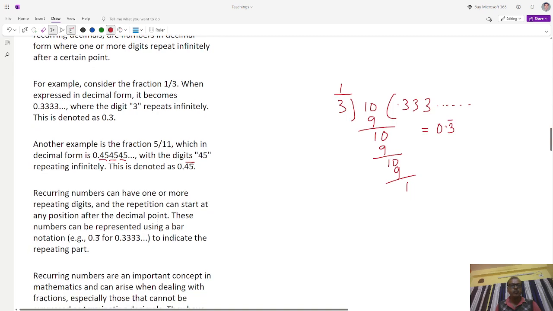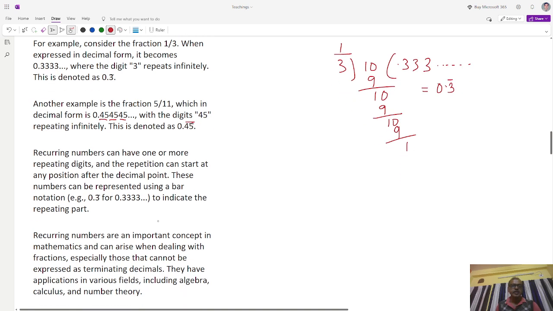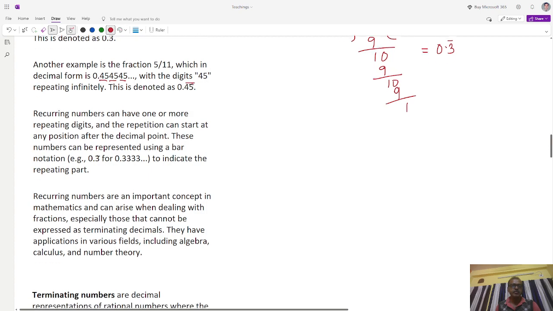Recurring numbers can have one or more repeating digits, and the repetition can start at any position after the decimal point. These numbers can be represented using a bar notation to indicate the repeating part. Okay. Recurring numbers are an important concept in mathematics and can arise when dealing with fractions, especially those that cannot be expressed as terminating decimals. They have applications in various fields, including algebra, calculus, and number theory.